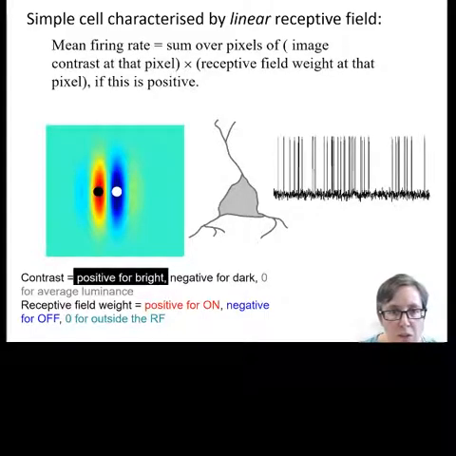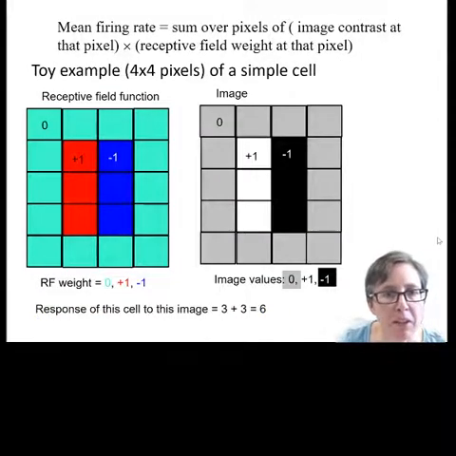Okay, so that might sound confusing. So let's make this clearer with an example. We're going to take a really simple example where the retina is just 4 by 4 pixels, okay? On the left, we have the receptive field function. These green regions show where the receptive field weight is 0. So this is outside the receptive field, in fact. The cell is not sensitive to visual stimuli in these green locations. Then we have an on region where the cell has a receptive field weight of +1, and an off region in blue where it has a weight of -1.